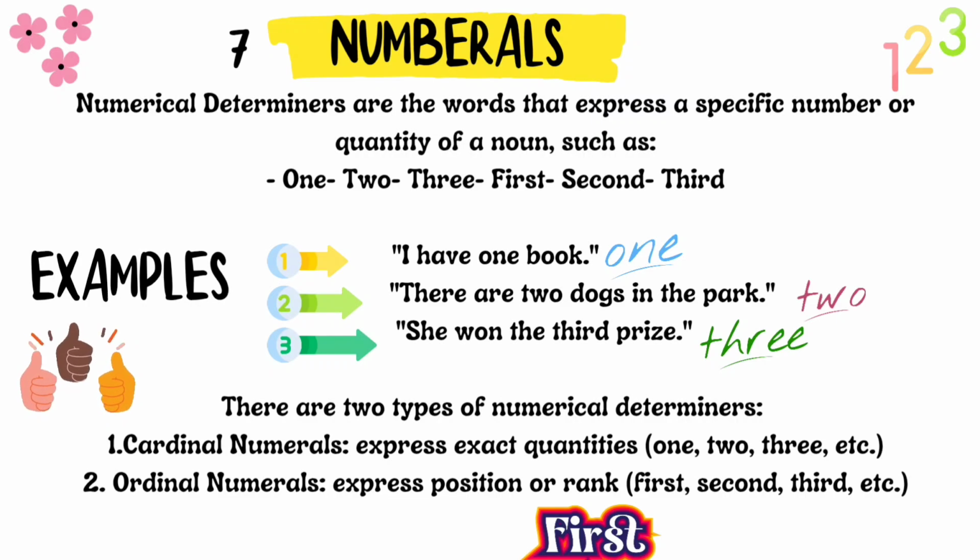So, there are two types of numerical determiners. First is cardinal numerals, second is ordinal numerals. So, cardinal numerals express exact quantities 1, 2, 3, 4, 5, 6 like this. And ordinal numerals express position or rank, first, second, third, fourth, fifth, etc. Right? So, there are two types of numerals, cardinal and ordinals.